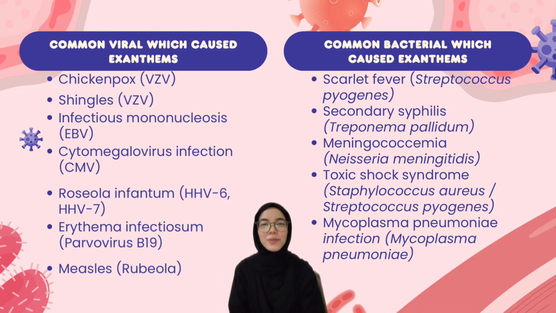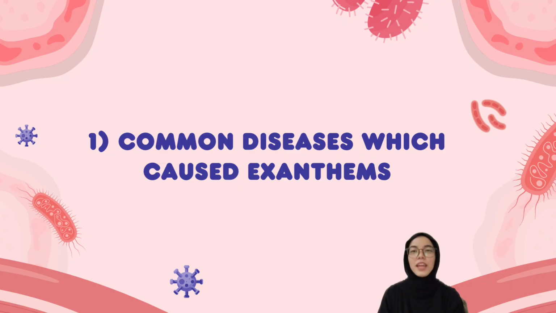We look at the common bacteria that cause exanthem. First, we have Streptococcus pyogenes that causes scarlet fever, Treponema pallidum that causes secondary syphilis, Neisseria meningitidis that causes meningococcemia, toxic shock syndrome that might be caused by Staphylococcus aureus or Streptococcus pyogenes, and lastly we have Mycoplasma pneumoniae that causes Mycoplasma pneumoniae infection. Next, we will look at the common diseases that cause exanthem, mainly on the virus part only.